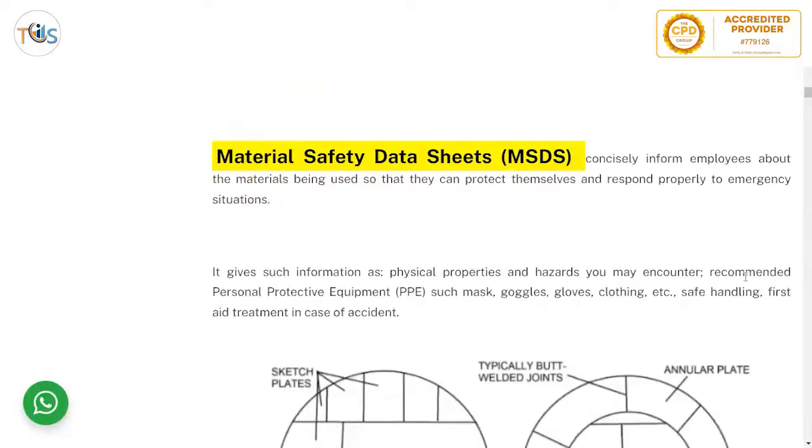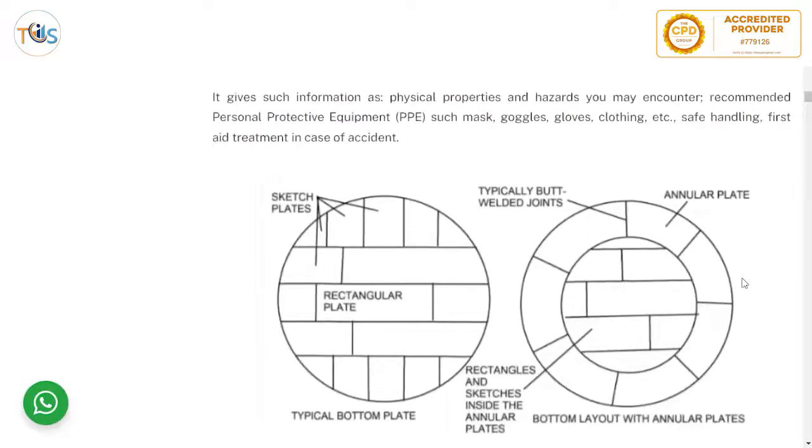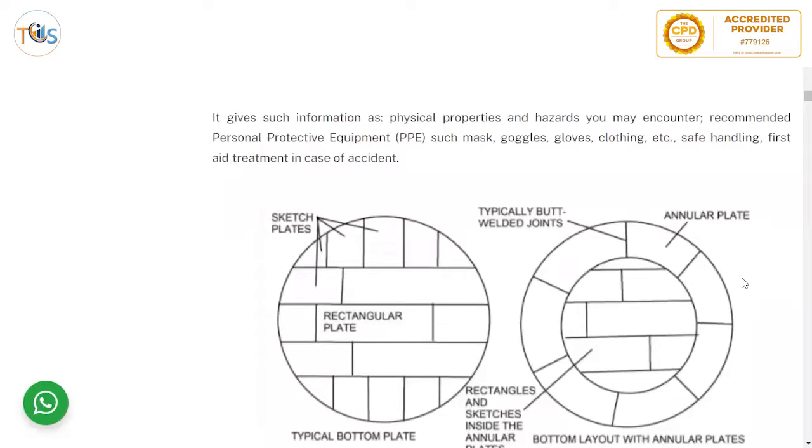Material safety data sheet concisely informs employees about the materials being used so that they can protect themselves and respond properly for emergency situations. It gives such information as physical properties and hazards that you may encounter, recommended personal protective equipment (PPE), such as masks, goggles, gloves, clothing, safe handling, and first aid treatment in case of accident.